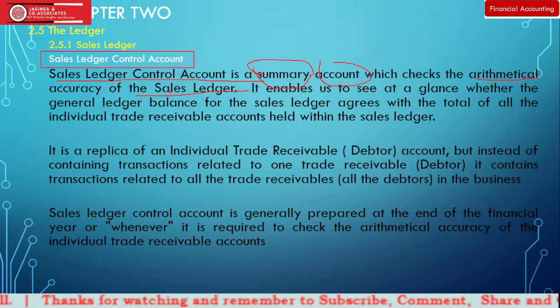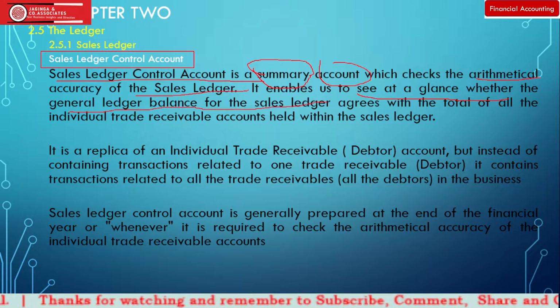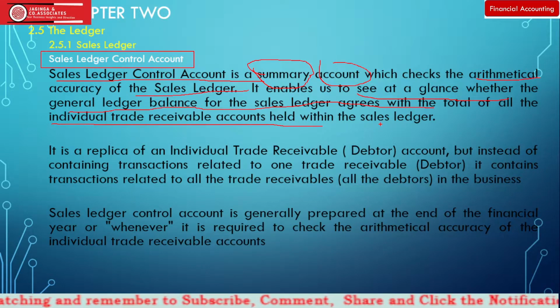Whatever we put in the sales ledger control account, the balances within it we will compare with what we have in our sales ledger. So it has to tie with the sales ledger. That's when we'll say the sales ledger is arithmetically correct as compared to the sales ledger control account. The sales ledger control account also enables us to see at a glance whether the general ledger balance for the sales ledger agrees with the total of all the individual trade receivable accounts held in the sales ledger. So that's what we just explained.